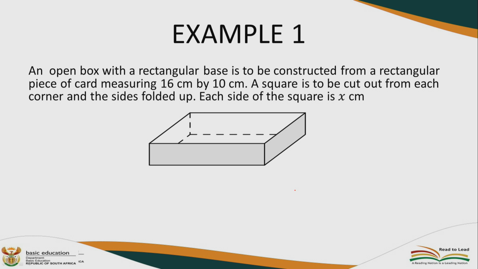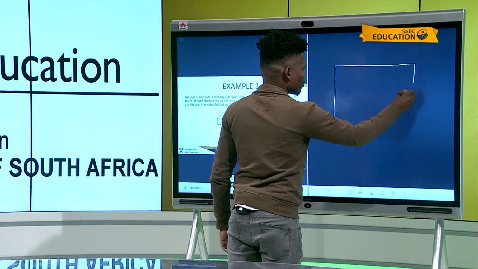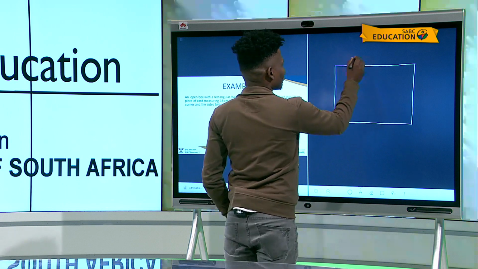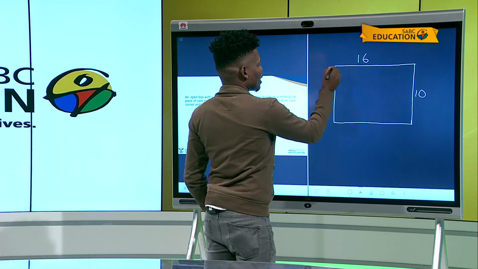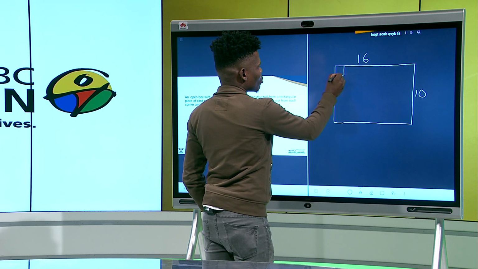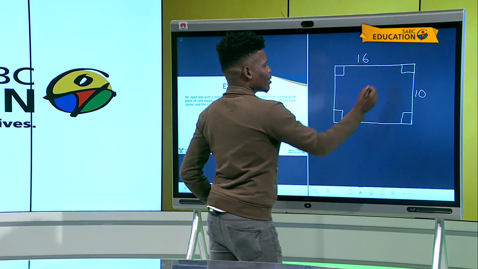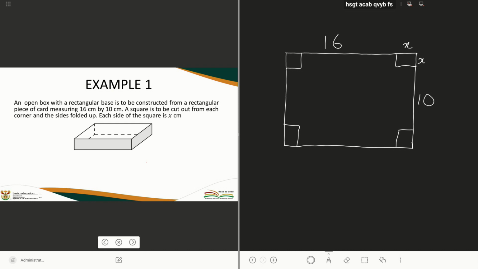Now let us go through the information that we are given before we even start looking at what questions we are being asked. We have to first do a model of what we are given. We are told that we have a rectangular card there, and its dimensions are 16 by 10 centimeters. We are then told that to make this box, we should cut out squares at each corner. And the length of this square, we are told, is x, so that is x, and then that is x, that is going to be x, and so forth.